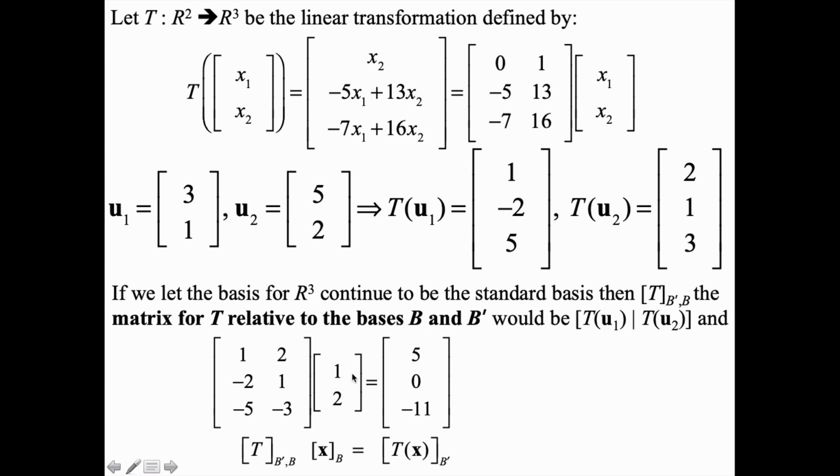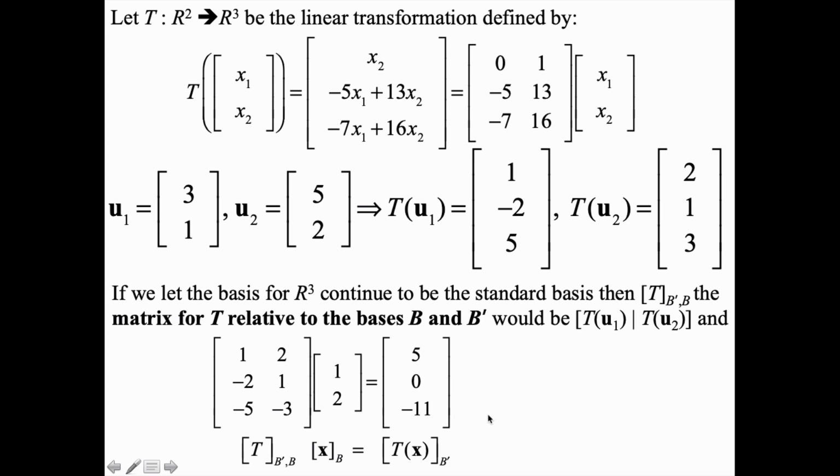Let's take our coordinate (1, 2) relative to basis B. And what happens? 1 times the first column plus 2 times the second column. Let's check it out. 1 times 1 is 1. 2 times 2 is 4. 1 plus 4 is 5. 1 times -2 is -2. 2 times 1 is 2. -2 plus 2 is 0. 1 times -5 is -5. 2 times -3 is -6. -5 and -6 is -11.